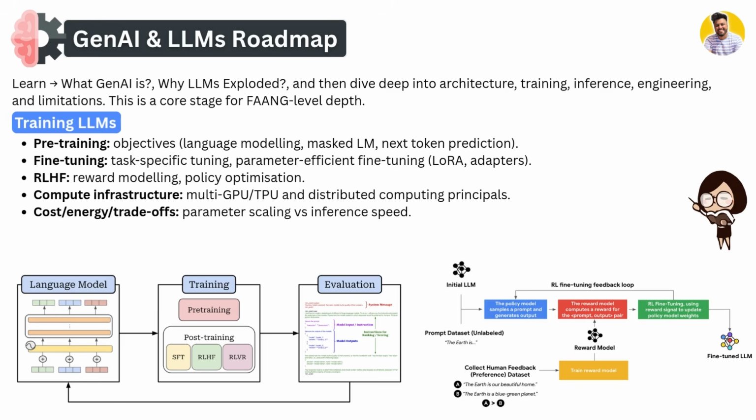And also learn about the basics of GPUs, TPUs, and distributed computing, how it works, and have basic knowledge about the cost, energy, and the trade-offs between multi-head attention or single-head attention, between a large parameter model or a small parameter model, and between high throughput and inference speed as well.